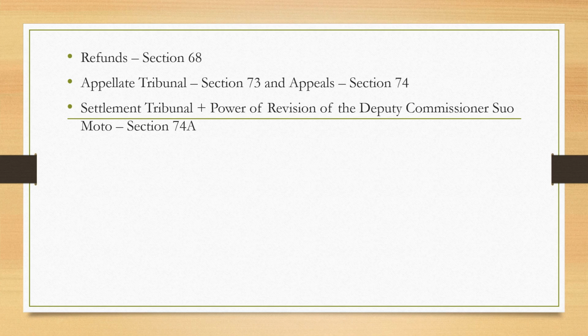Now, no appeal under section 74 shall be admitted unless at the time of presenting the appeal, the assessee has paid the tax due on the agricultural income admitted by him. So, unless the person has paid the tax, he cannot go for the appeal. So, that is very important. No appeal under section 74 shall be admitted unless at the time of presenting the appeal, the assessee has paid the tax due on agricultural income admitted by him.